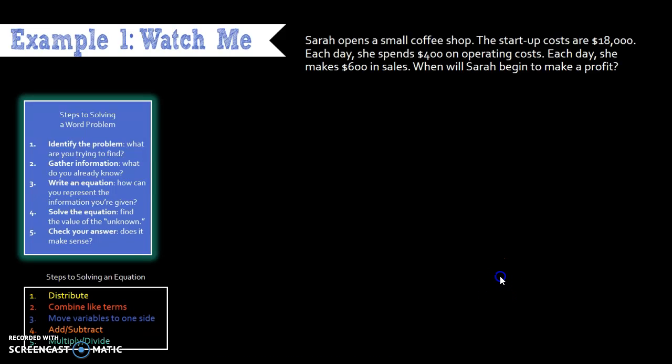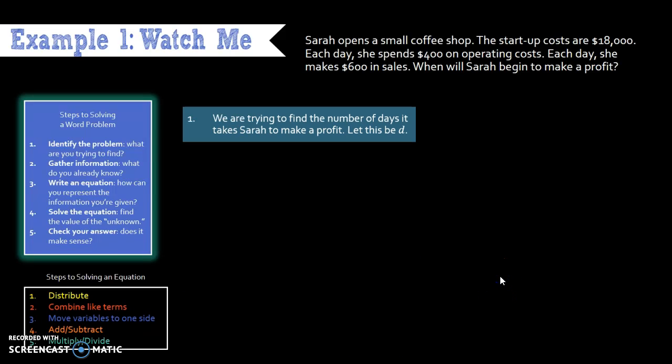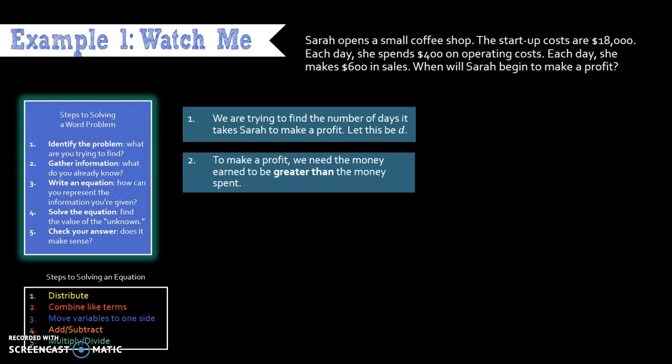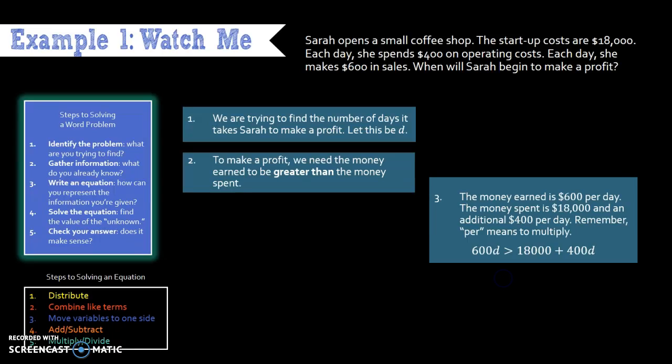Let's start by identifying the problem. What are we trying to find? We're trying to find the number of days, or how long it's going to take for Sarah to make a profit. Let's let that number of days be D. Now let's gather the information that we already know. In order to make a profit, which is what we want, we need the money that she earns to be greater than the money that she spends.